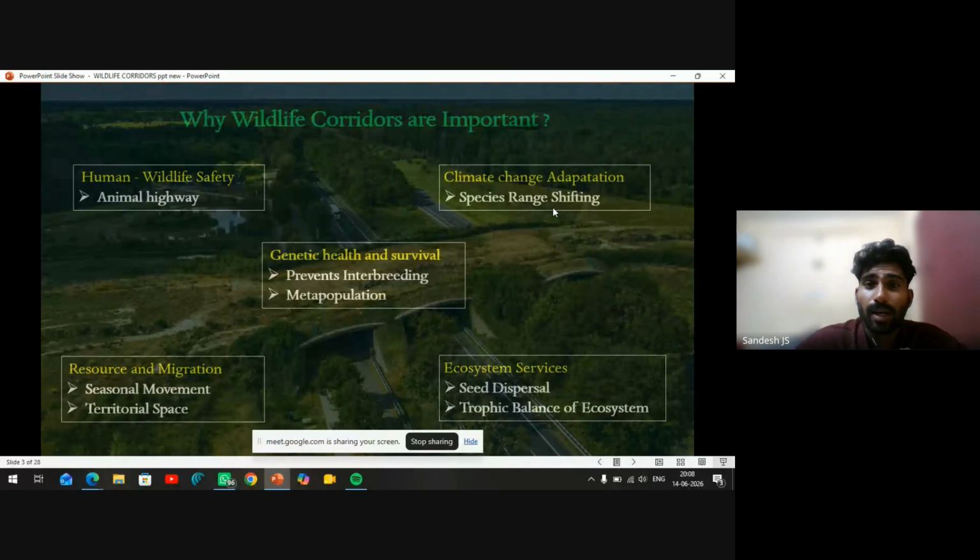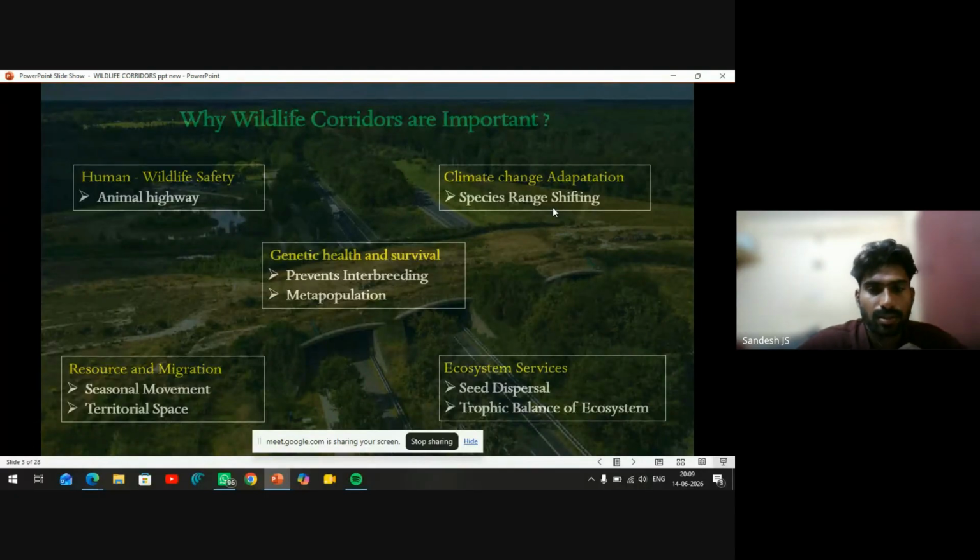Coming to human and wildlife safety, animal highways. Animal highways will keep larger animals from coming onto the highways, which would cause human conflict and vehicle collisions. So this corridor helps in making a pathway for wildlife so that these collisions and conflicts can be avoided. Coming next is climate change adaptation and species range.